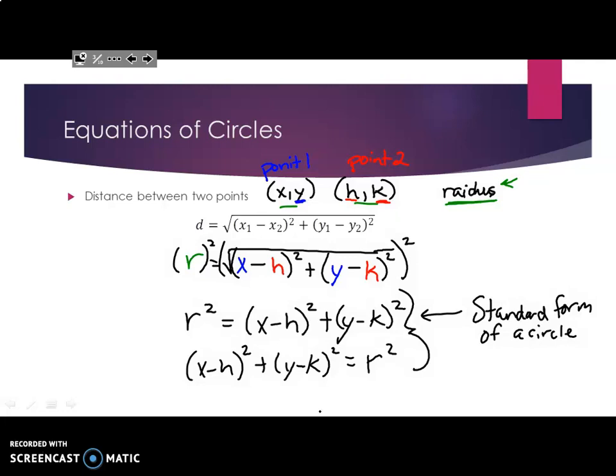Okay? The next video that we do, we're going to look at this standard form. I'm going to show you guys how to graph it. And then on our last video, we will go from the graph of it and start putting it into these circles.